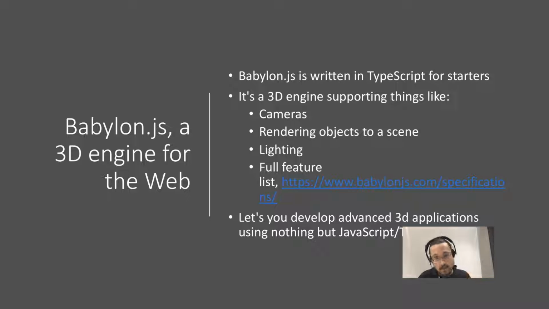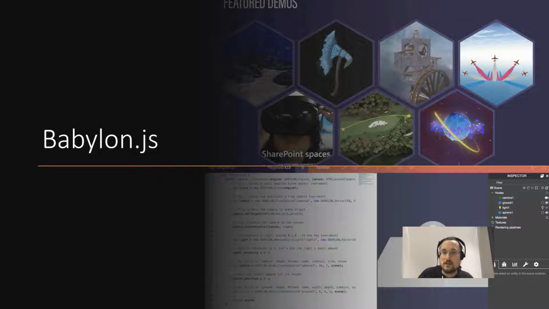But definitely cameras, rendering objects to a scene, lighting, and I'm just leaving you with a link here that says here are all the features, and there are quite a lot. Here's the thing, you don't need to learn all of these concepts at once. You can actually take it step by step, and that step by step thing I'm offering you is the sandbox that BabylonJS have set up for a lot of features.